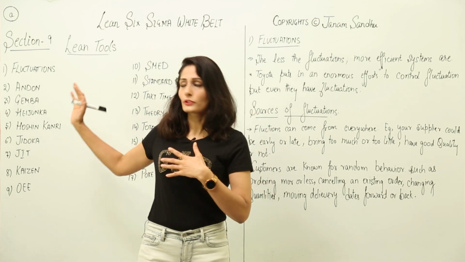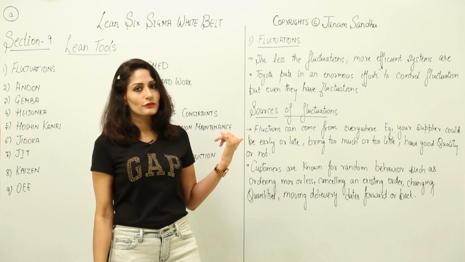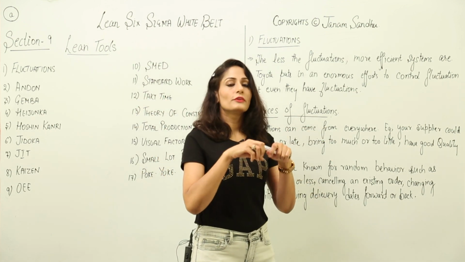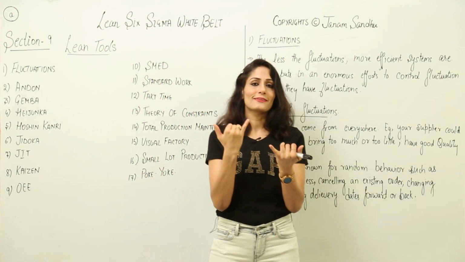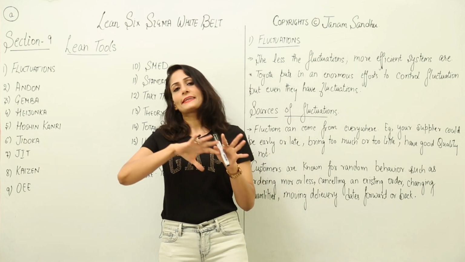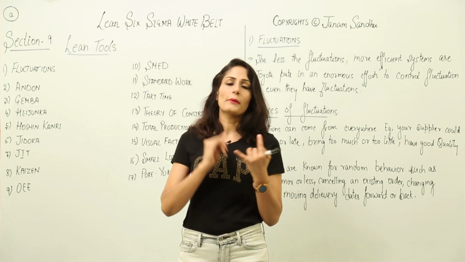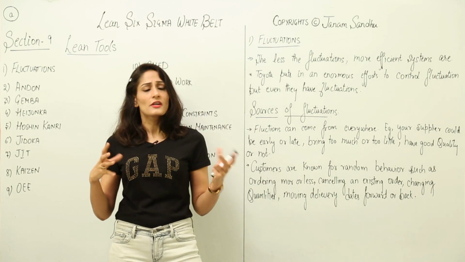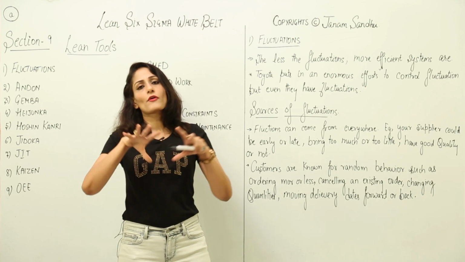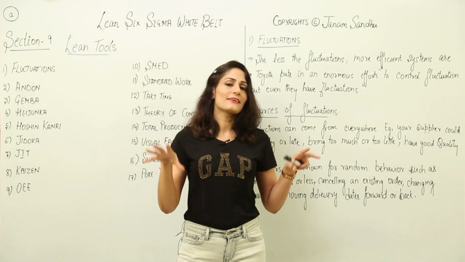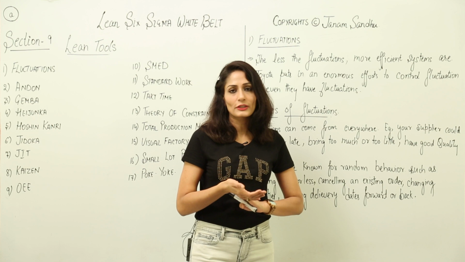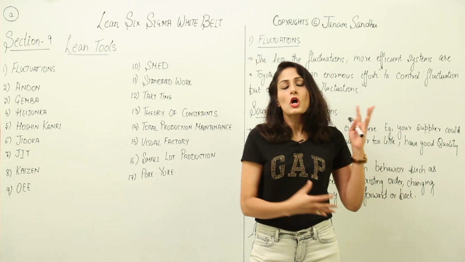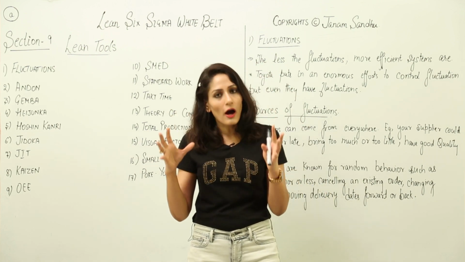So coming back to the first topic, fluctuations. We are surrounded by fluctuations. You can name it fluctuation or variation, and it can be from anywhere. Your suppliers can be late, your customer orders can be more or less. So there are always fluctuations in our systems, whether it's manufacturing or services.